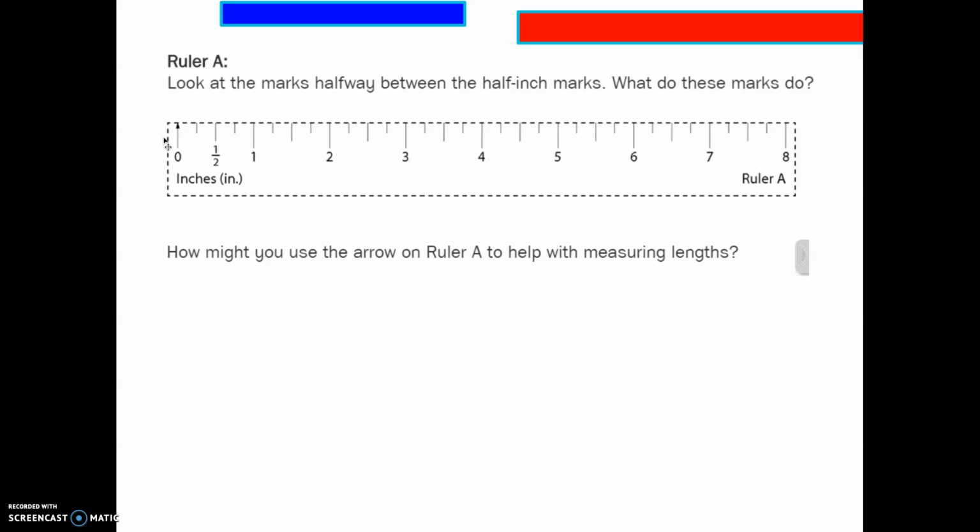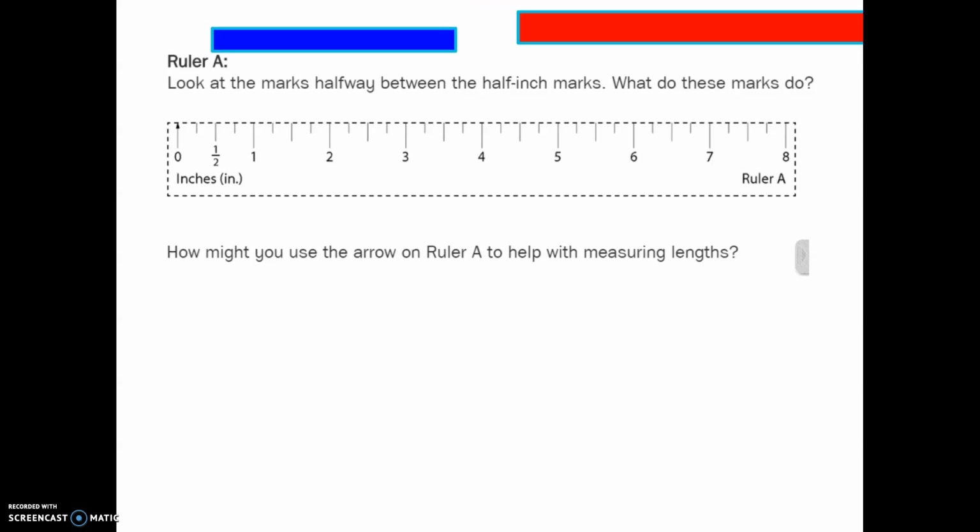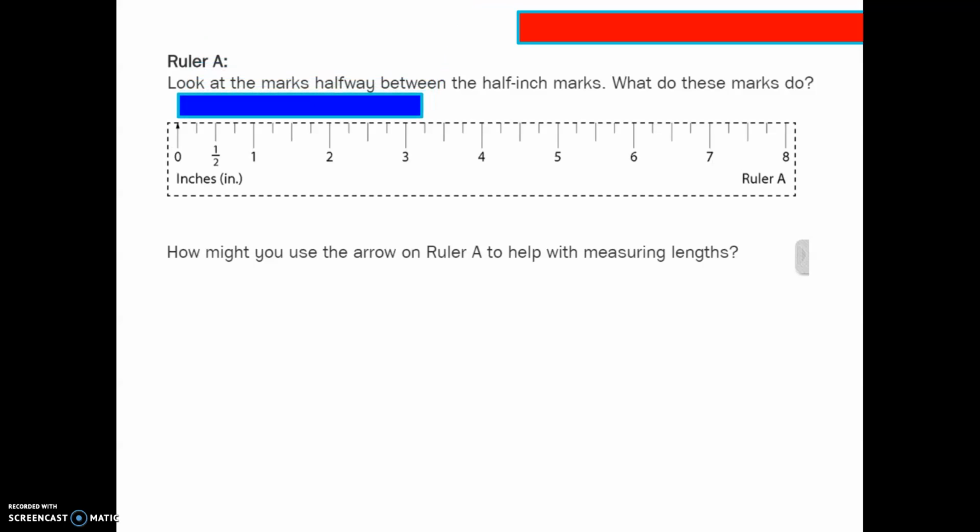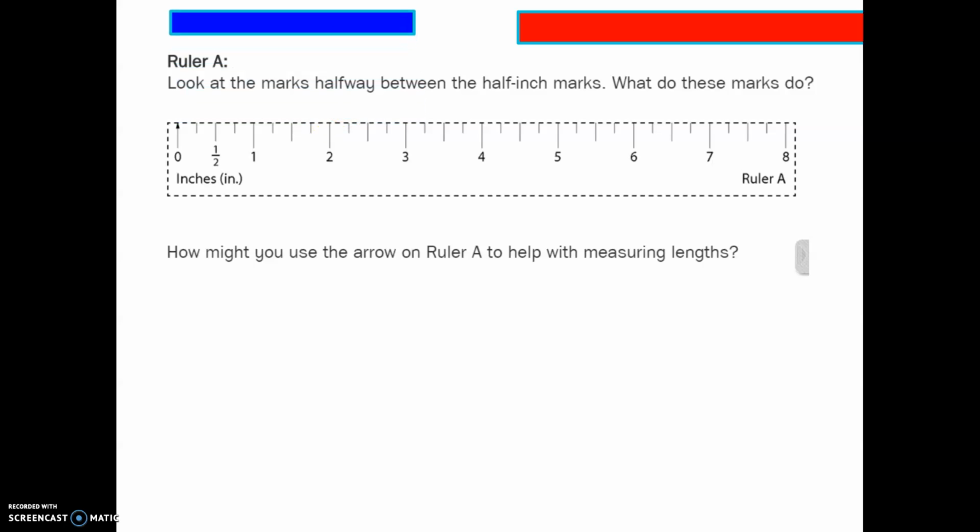But when you line something up to measure on a ruler, you take your object, and since this one has that arrow, I'm going to start right there because that's 0. Okay? And then I would count the numbers or the tick marks about how long that is. We're going to focus on ruler A.